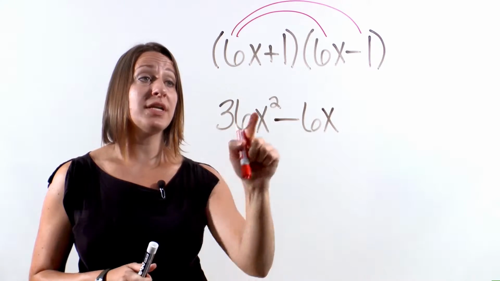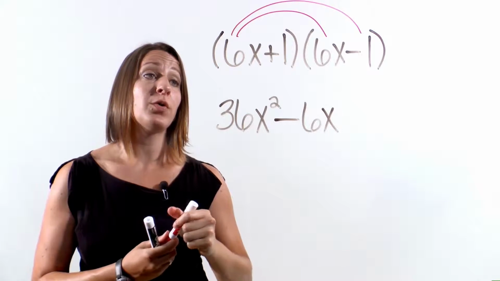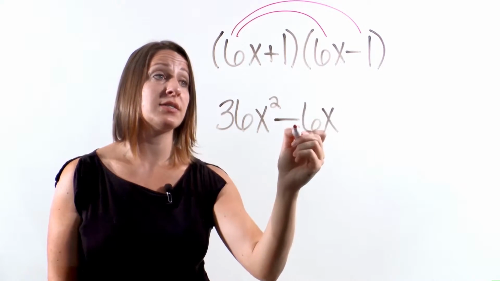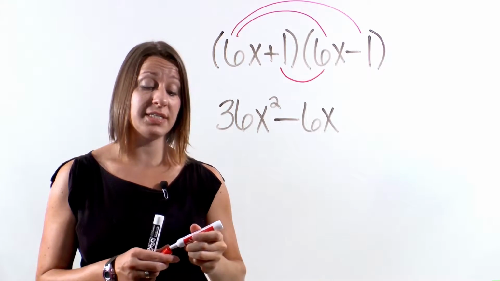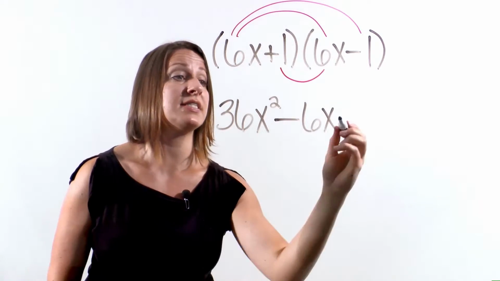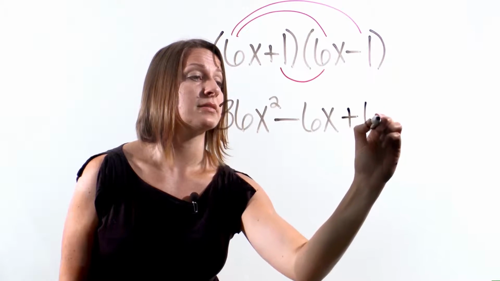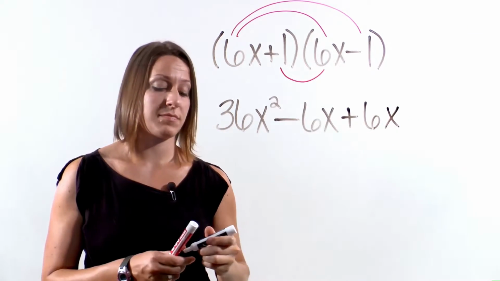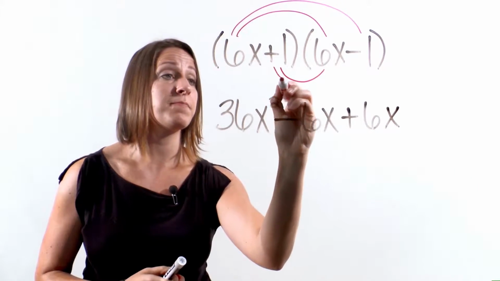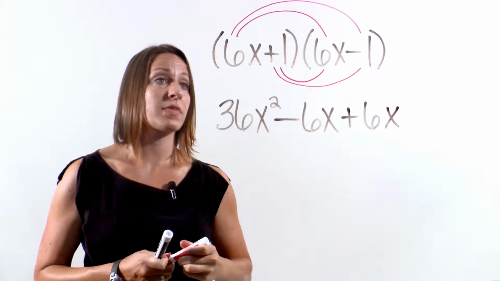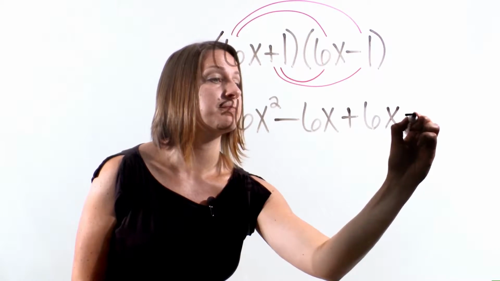Okay. Now we're ready to multiply by this positive 1. We're going to multiply again twice with the second binomial. Positive 1 times 6x is positive 6x. Positive 1 times negative 1 is a negative 1.